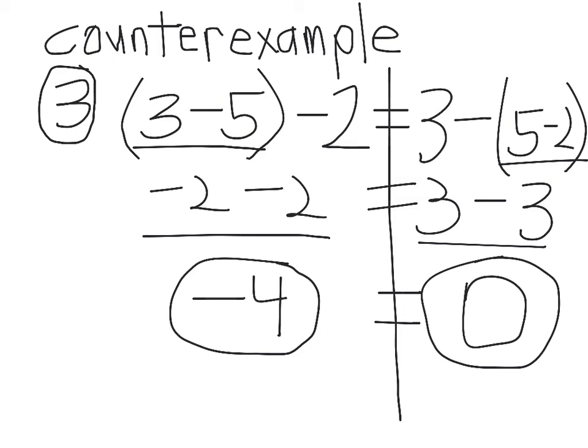You can't do it in subtraction, and you can't do this in division. You won't get the same numbers. The only time the associative property or commutative property work is when you're adding or multiplying.